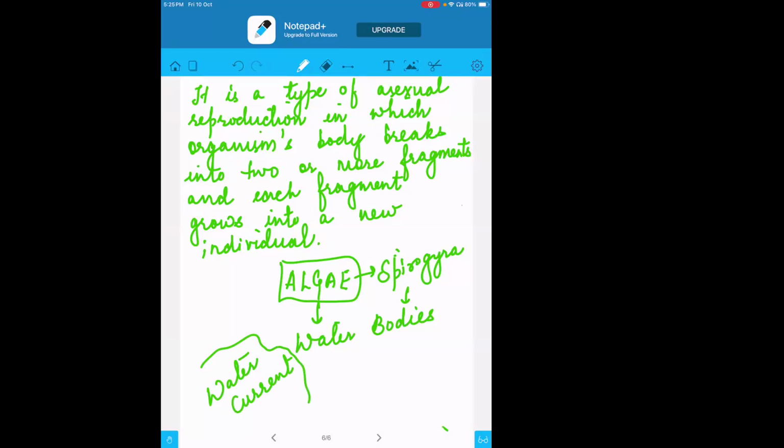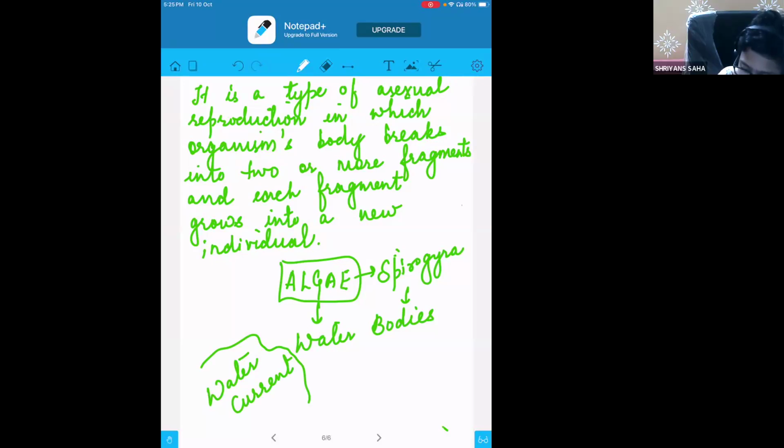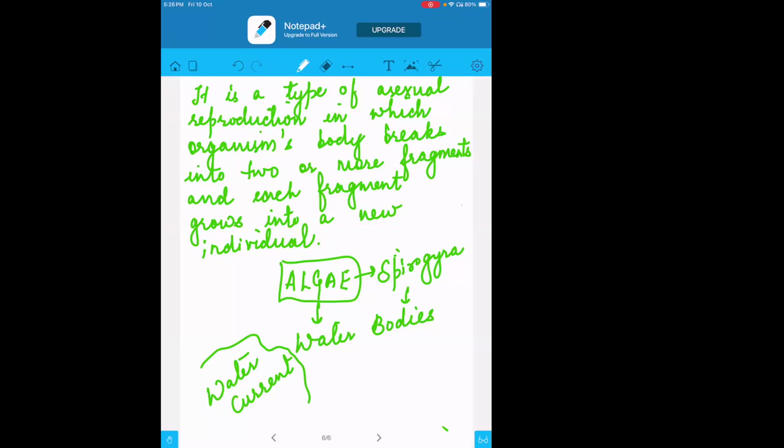Now when water comes with the flow, if any small individual or organism is present there, will it break down or not? Yes, they will break down. That is how they break down in the water current. So this Spirogyra does not follow such a complex kind of division. It's a very simple method: since the water current will be there, with the help of that current, the Spirogyra will break down into several fragments.